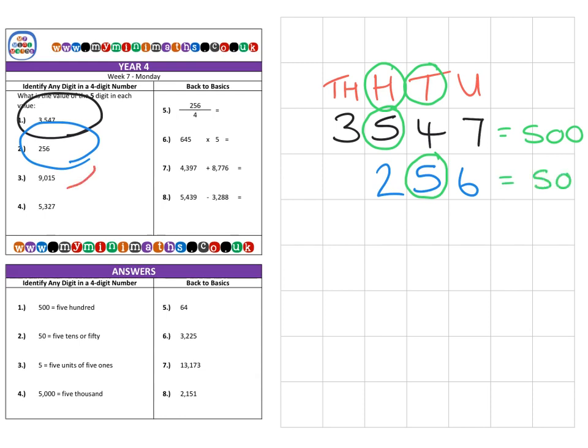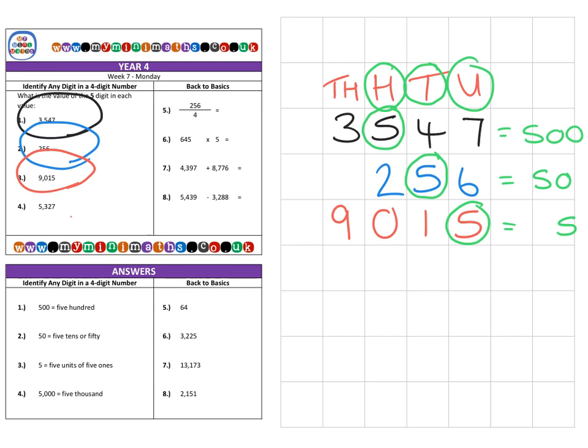And next we're on to question 3, which is 9,015. So if we start on the left hand side, first of all we have 9,000, so the 9 goes into the thousands column. We have 0 hundreds this time, and then we just have 15, so we have 1 ten and 5 units. And we're looking for the 5-digit, which is this one here, and we can clearly see it's 5 units or 5 ones, so it has a value of 5.